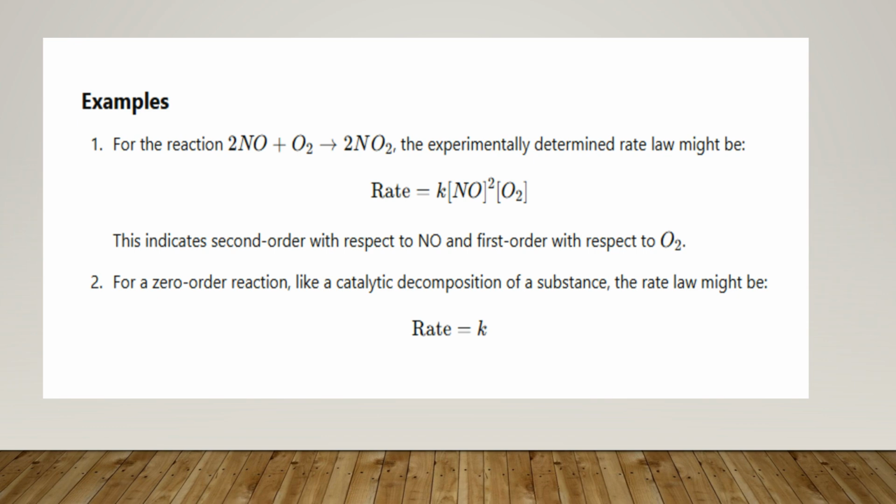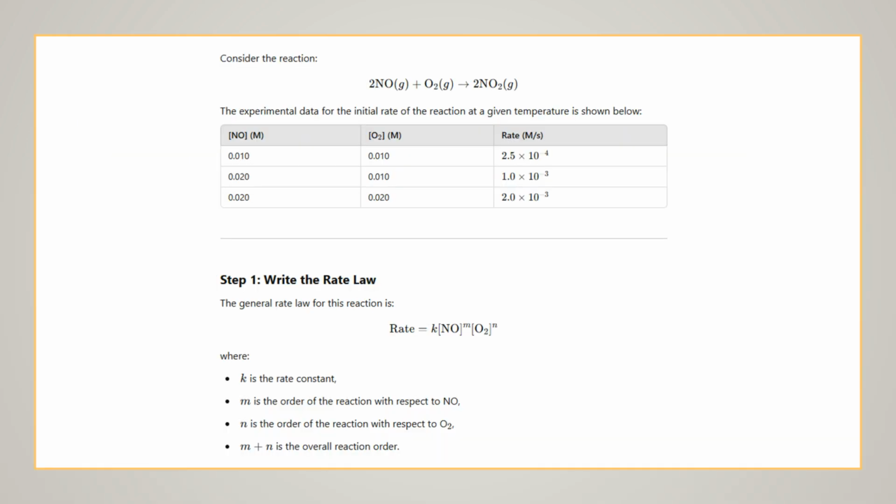For the reaction of two NO molecules with one O2 molecule, the rate law may be second order in NO and first order in O2. For a zero-order reaction, such as a catalytic decomposition, the rate is simply equal to the rate constant. Consider the reaction between NO and O2 to form NO2. Step 1 is to write the general form of the rate law, where the rate depends on the concentrations of NO and O2 raised to their respective reaction orders, m and n.